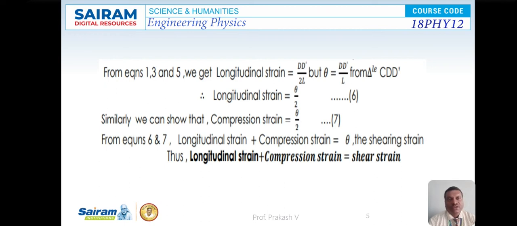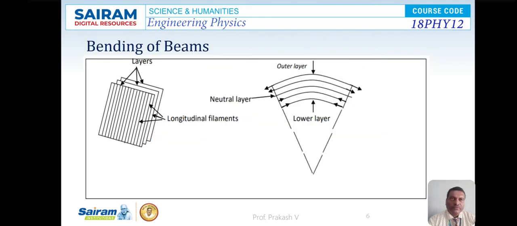And similarly, we can show that compression strain is equal to theta by 2. That is considered as equation number 7. Therefore, from 6 and 7, we can write longitudinal strain plus compression strain is equal to theta, or longitudinal strain plus compression strain is equal to shear strain. So this is the expression. Now beams, and also what is bending of beam.